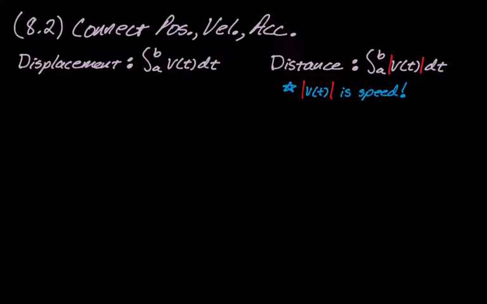So distance involves the absolute value. Distance is a pain in the neck to calculate by hand. Displacement is just the fundamental theorem, so it's much easier to calculate by hand. A lot of times these are on the calculator section though, and then it doesn't really matter.